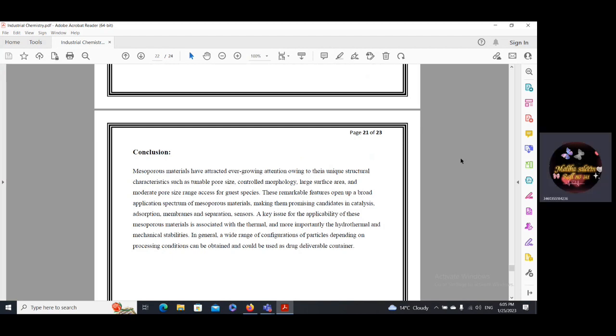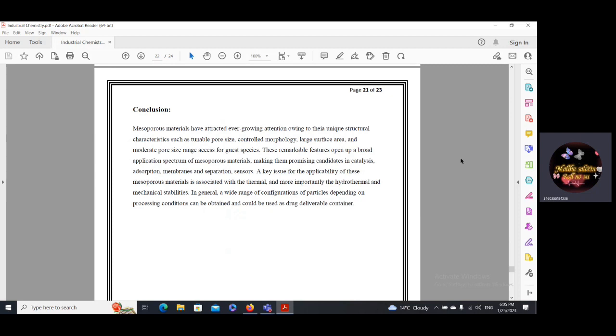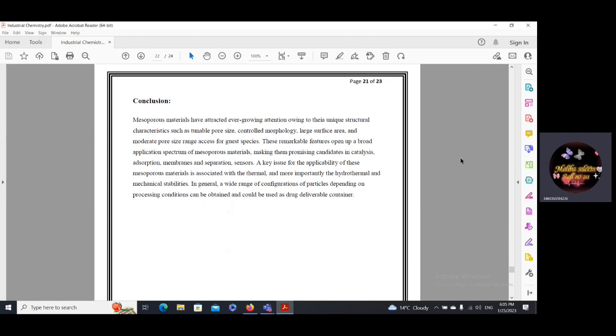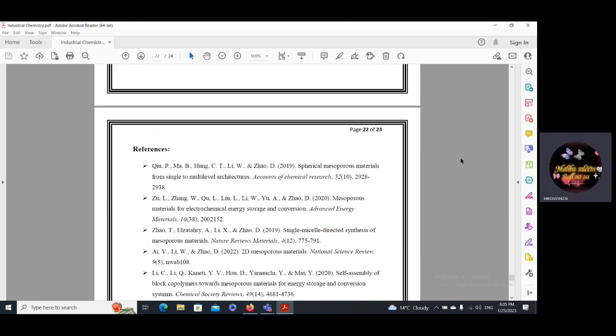A key issue for the applicability of these mesoporous materials is their thermal and, more importantly, hydrothermal and mechanical stabilities in general. A wide range of configurations, depending on processing conditions, can be obtained and could be used as drug delivery containers. Then references.